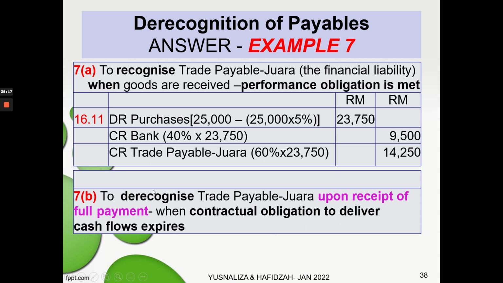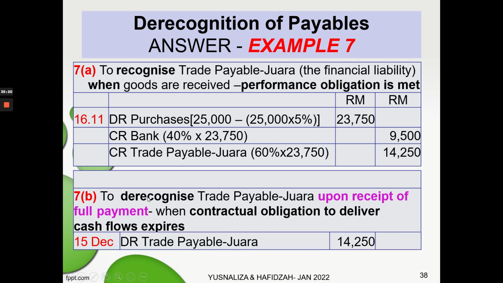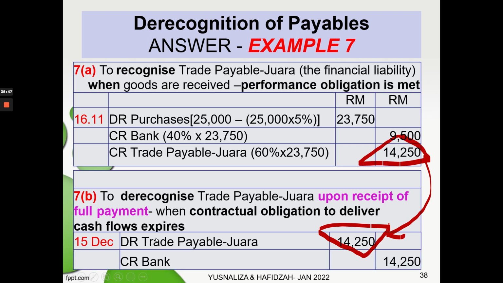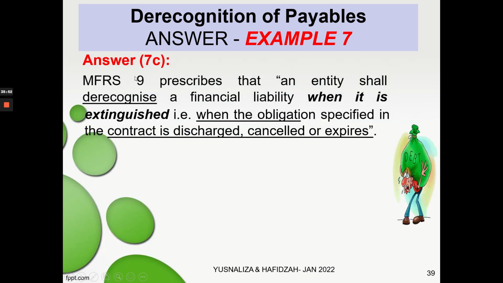And later on 15th of December, you have to derecognize trade payable because you made full payment, because the contractual obligation to deliver cash flow has expired when the outstanding amount was fully settled. The outstanding amount was this, and now we have fully settled the payment. So you can see that this is fully settled. So debit trade payable, we credit cash because we paid cash or we use bank, right? So that is done. And answer 7C is whether or not we can derecognize.